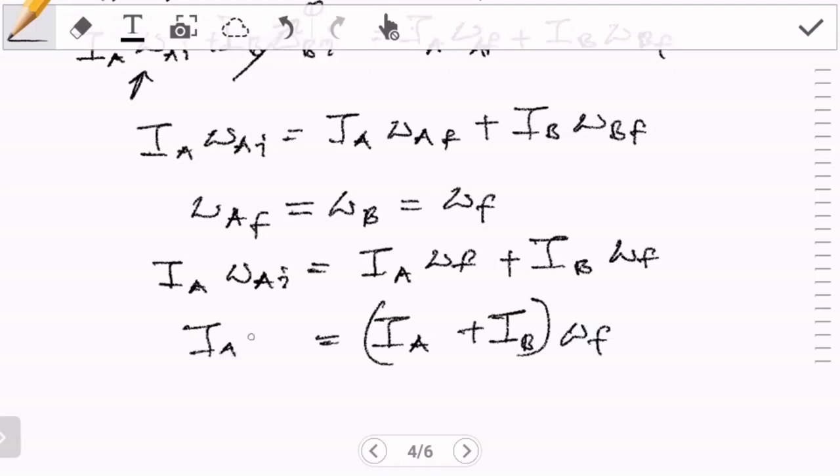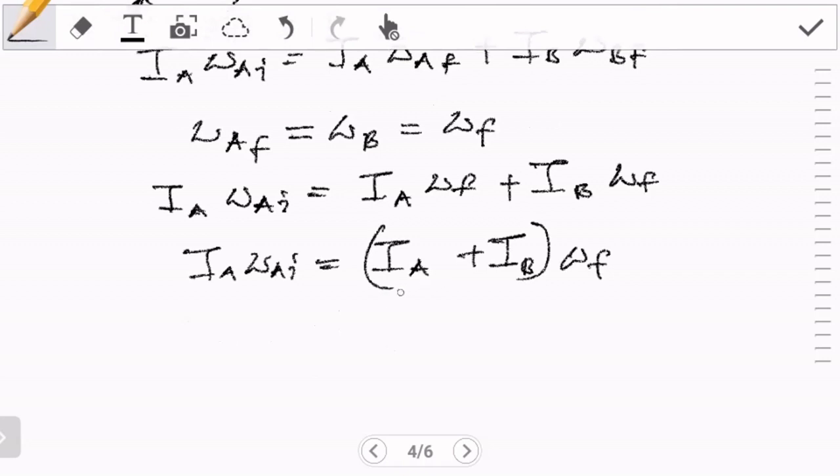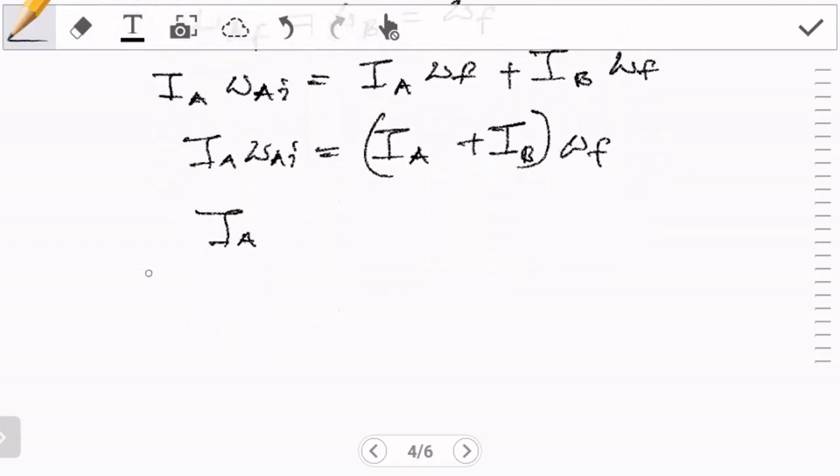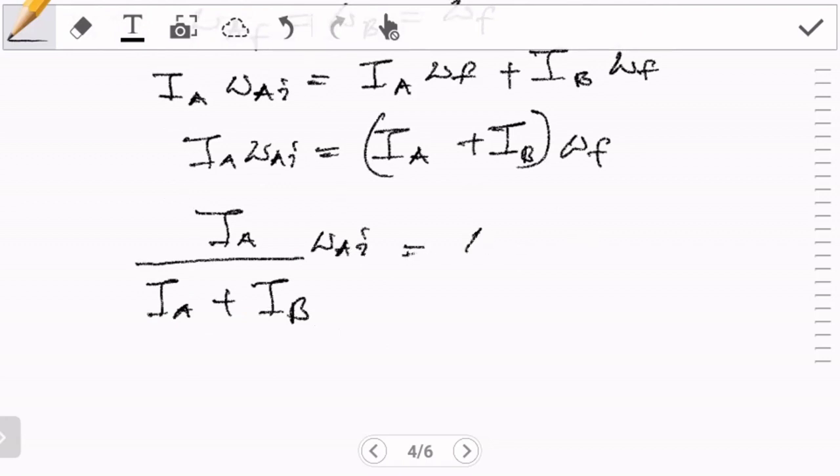So from here, we can make angular velocity final the subject of the formula, since that's the one we want to find. So we divide both sides by moment of inertia A plus moment of inertia B. This now becomes moment of inertia A divided by moment of inertia A plus moment of inertia B, multiplying the angular velocity initial of the merry-go-round. This is what gives us the angular velocity after collision.